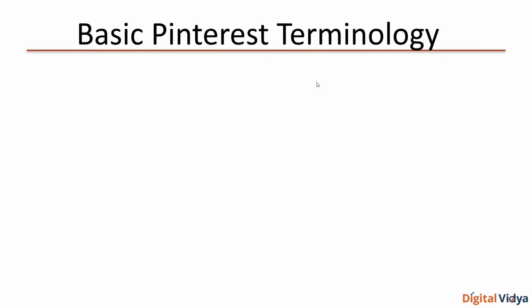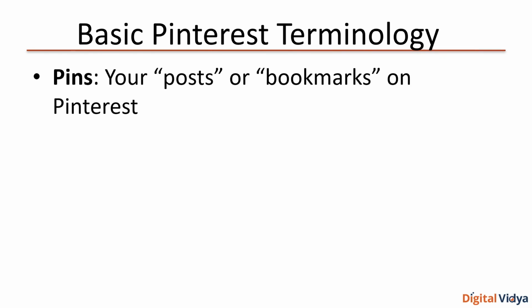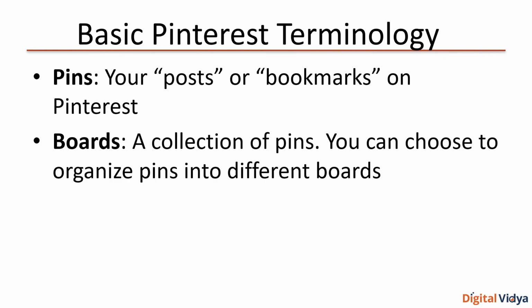And so before we do that, let's take a quick look at some basic Pinterest terms. The first one is a pin. So when you say pin, a pin is nothing but a post or a bookmark on Pinterest. So like when you post to Twitter, it's called a tweet. When you post to Snapchat, it's called a snap. When you post to Pinterest, it's called a pin, right?